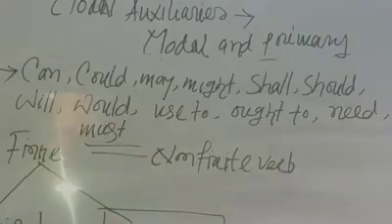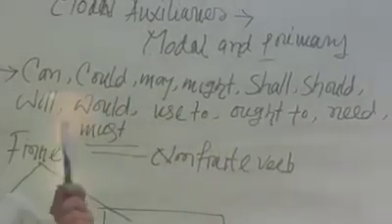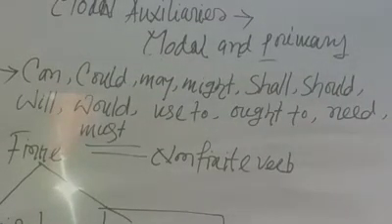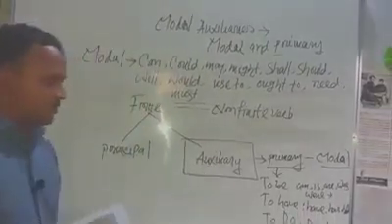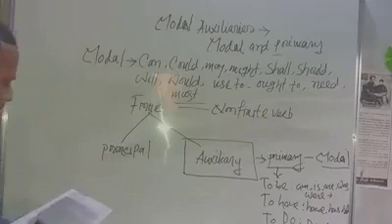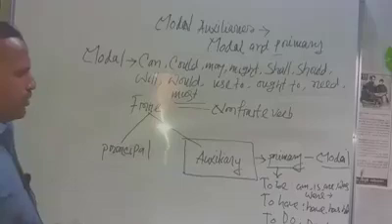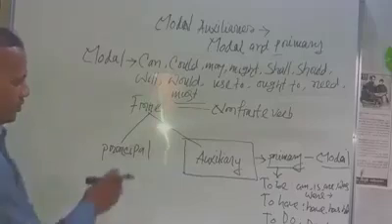Dear student, you have seen the modal auxiliary verbs: can, could, may, might, shall, should, will, would, used to, ought to, need, must. You have seen the various types of auxiliary verbs, such as the primary auxiliaries and modal auxiliaries. We have discussed the primary ones and the modal auxiliaries. Now this time we also focus on the grammar points. Dear student, please see the board.